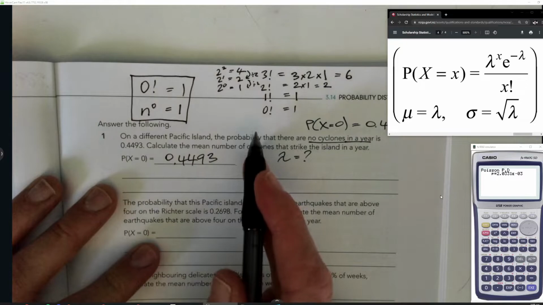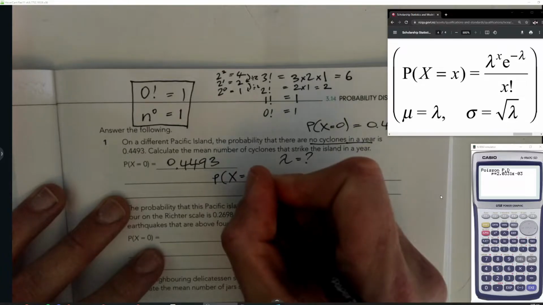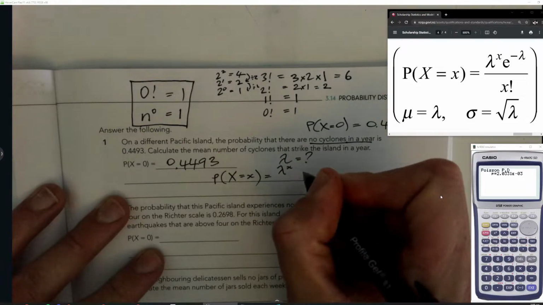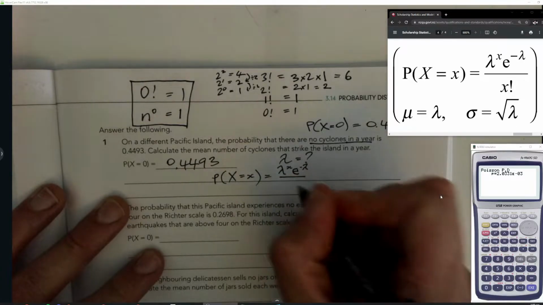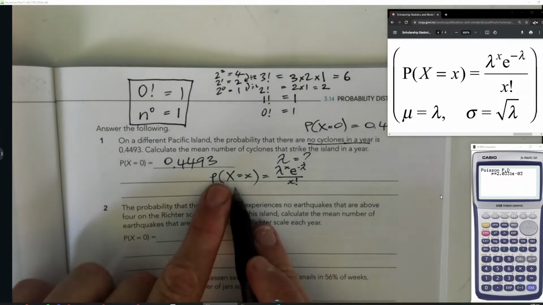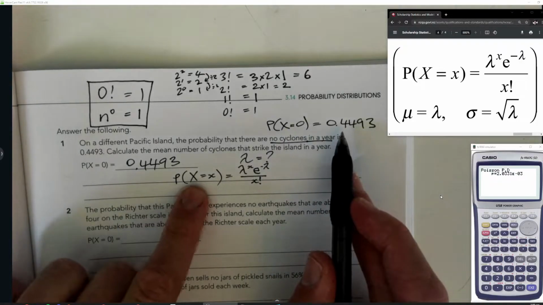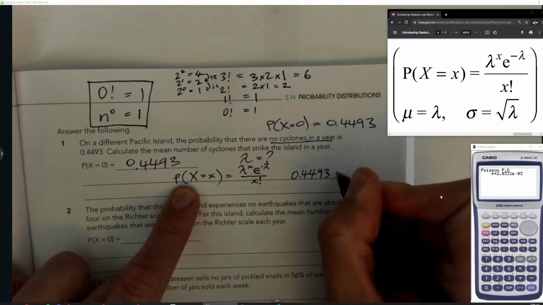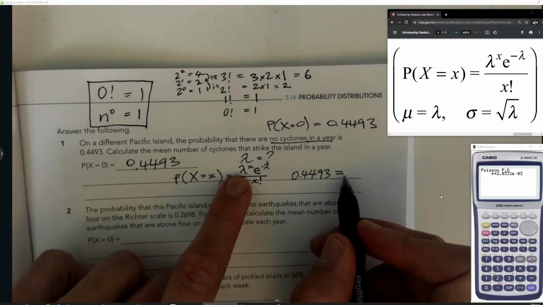Okay, let's actually do this question. P(X = x) is equal to lambda to the power of x times e to the power of negative lambda, over x factorial. Looks scary, don't worry about it. Now, let's write out what we know. Well, we know that P(x = 0) is 0.4493. So 0.4493, which is P(x = 0), is equal to, what is lambda?